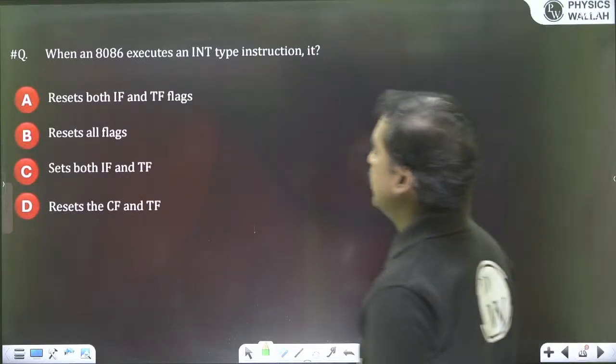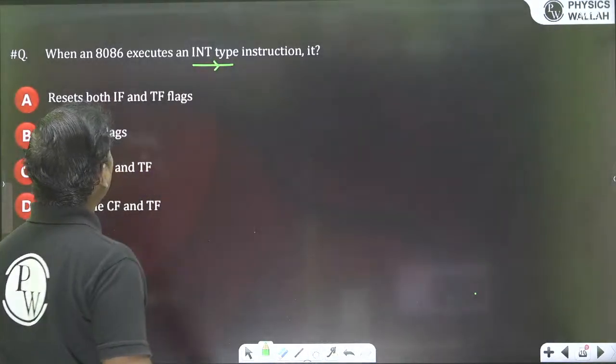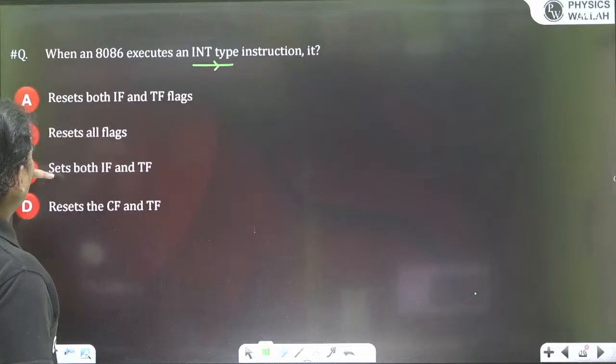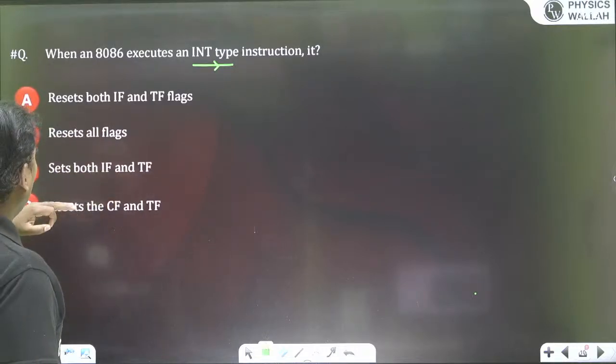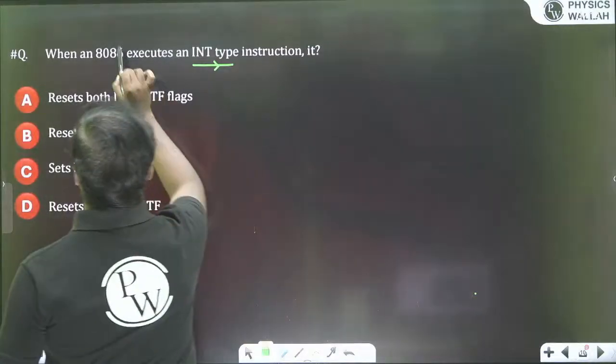When 8086 executes an interrupt type instruction, it resets both IF and TF flags; resets all flags; sets both IF and TF flags; resets the carry flag and trap flag. This question is related to 8086.